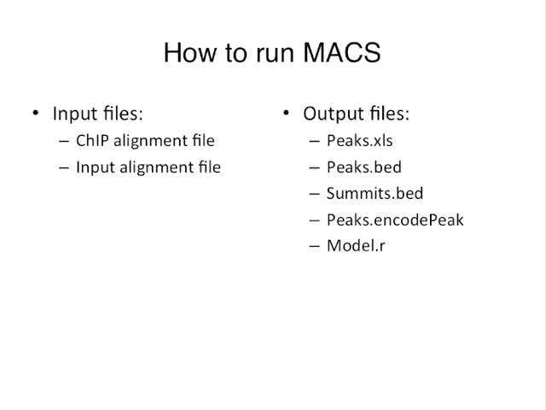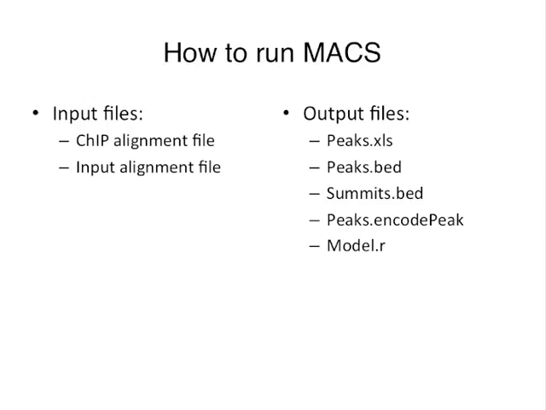It's going to give you several output files. It's going to give you a peak Excel file. This file is great because it lists all the peaks it found, the p-value for those peaks, the width of those peaks, where they're located, and where their summit is. It's the most comprehensive file that they give. The next 2 files that are really important for downstream analyses are the peaks.bed file and the summits.bed file.